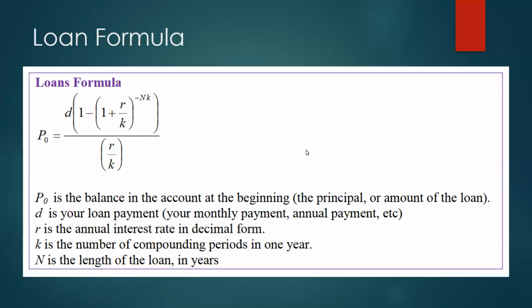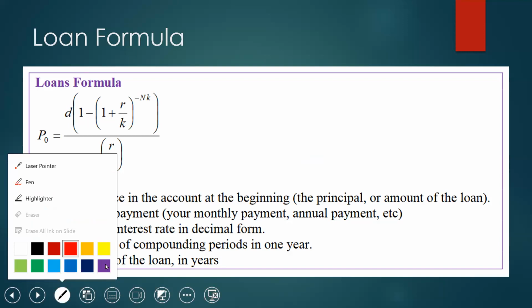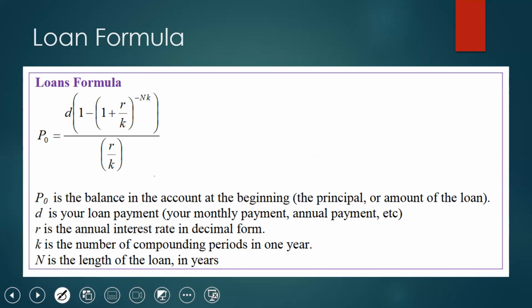So let's first take a look here at our loan formula that we're going to use. As you can see here, it is P sub 0 equals D times 1 minus in the quantity 1 plus R over K, that raised to the negative N times K power, all divided by R over K. And in this formula, we see down below what each of those values stands for.